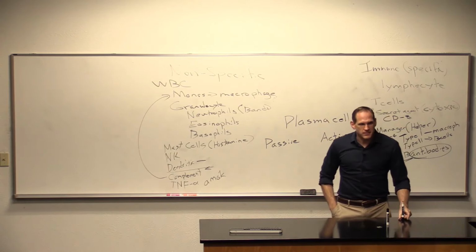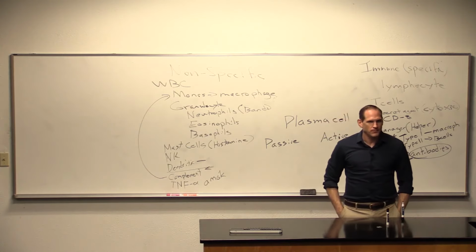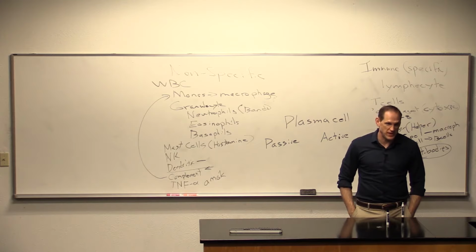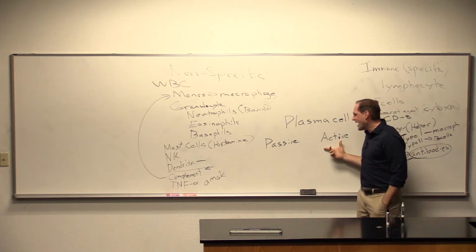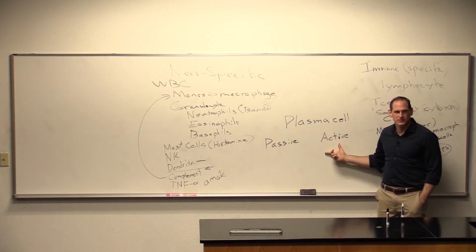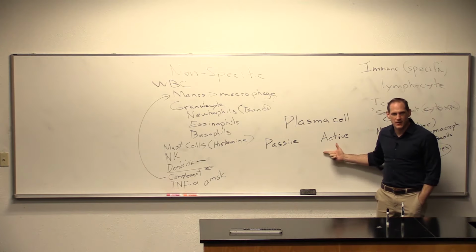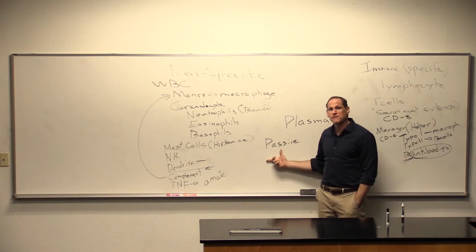So if you're bitten by a rabid animal, when would you get rabies? About 2 weeks from now. When would the active rabies vaccine start working? About 6 weeks from now. So you're dead before it works. So if you're bitten by a rabid animal, we need to give you preformed antibodies.